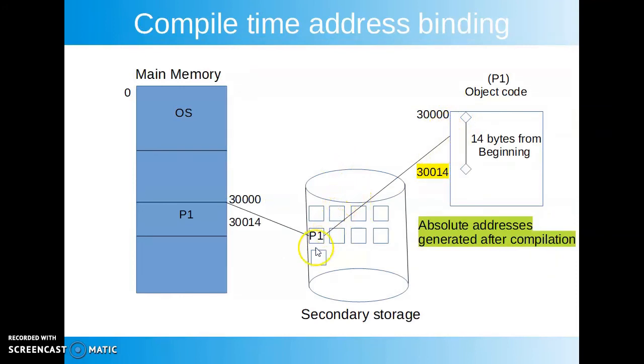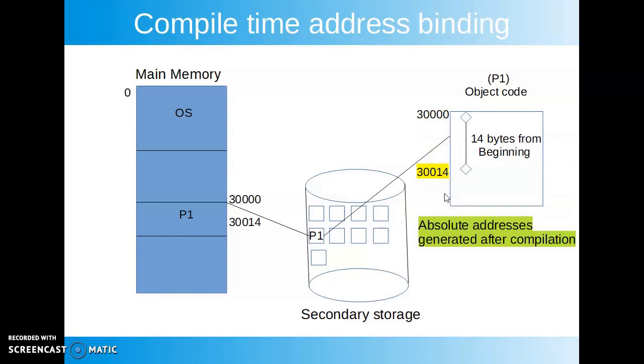Suppose we have object code of program P1 in the secondary storage. It is compiled, so its relocatable code is generated, and in addition we also have the information about what will be the starting address of this program when it is loaded in the memory in future. So the calculation of actual physical addresses is done when the program is compiled. These addresses are generated right here. This is known as compile time address binding.